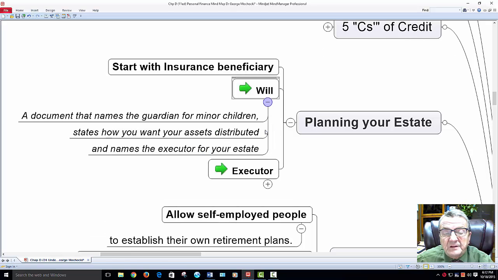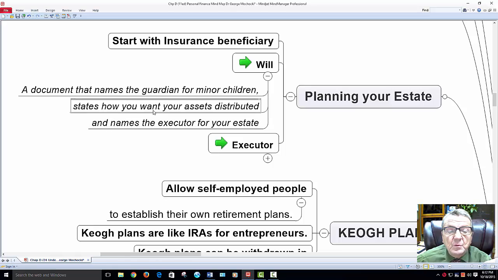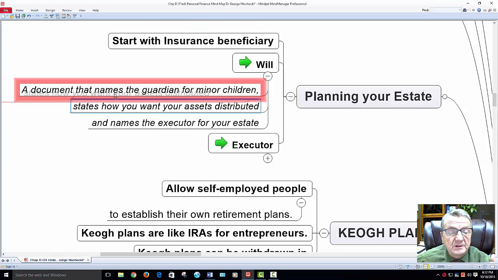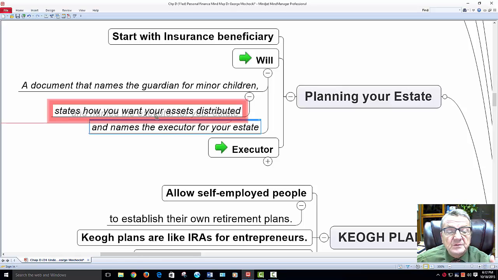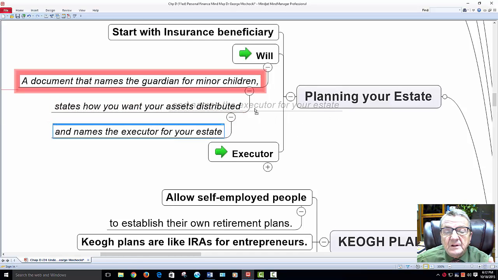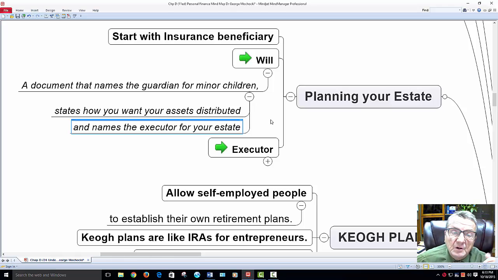Now, a will takes effect after you've passed away, and it's a document that names a guardian for minor children, states how you want your assets distributed, and names the executor of your estate. If you don't have an executor, there are banks or attorneys or legal firms that will basically be an executor for a fee. Because remember, an executor should be getting 10% of the will's assets. I didn't do it when my mom passed away, but legally I should have gotten 10% of the assets first, cut off for doing the executor portion.